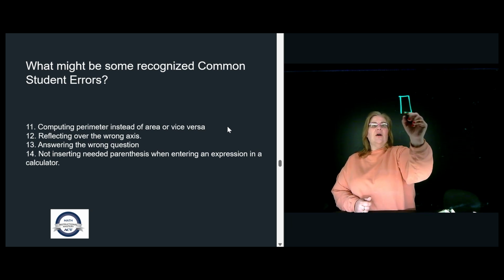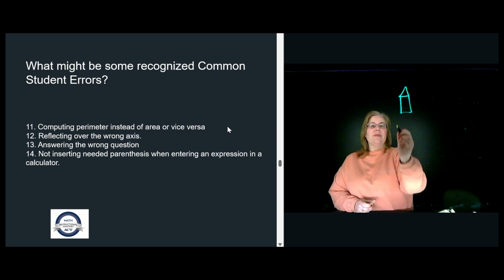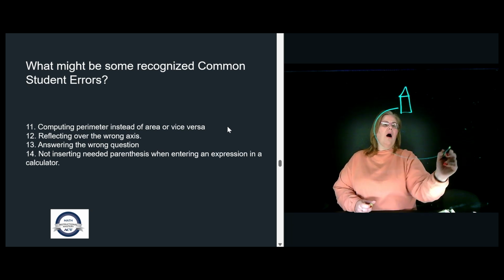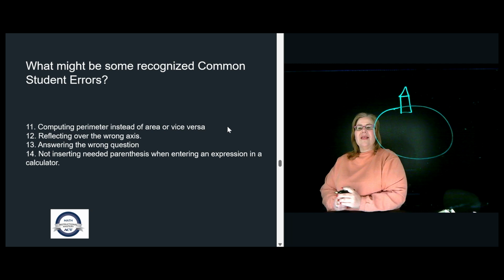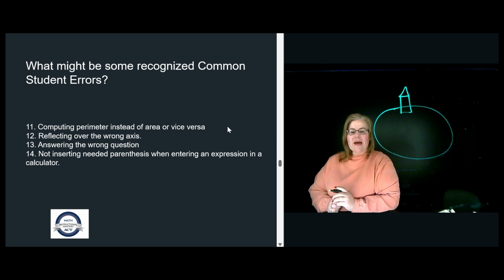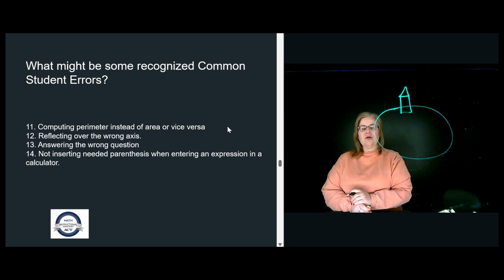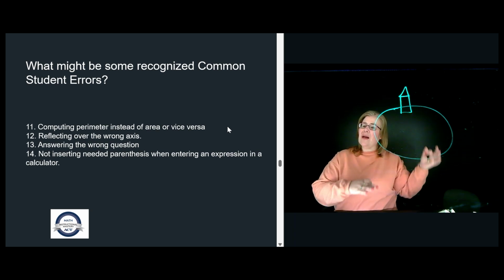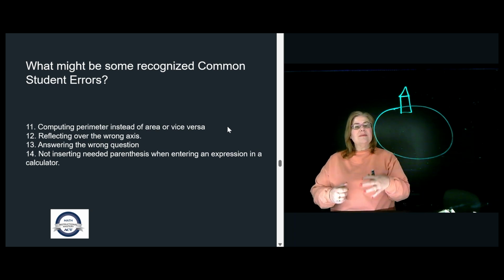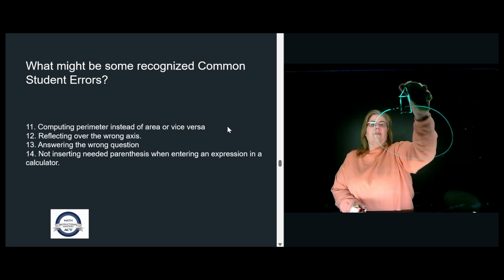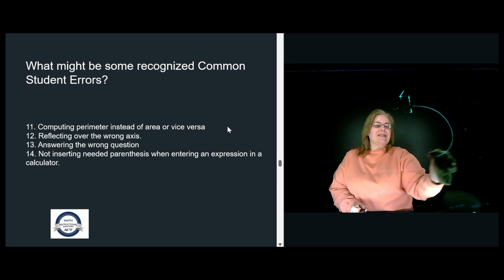Okay, so don't make fun. Here's my castle, and they would have to walk all the way around the castle, or they would walk the perimeter. So when I'm looking at the word perimeter, that is the distance all the way around something. Now, when I'm talking about the area of something, the area is what's inside.